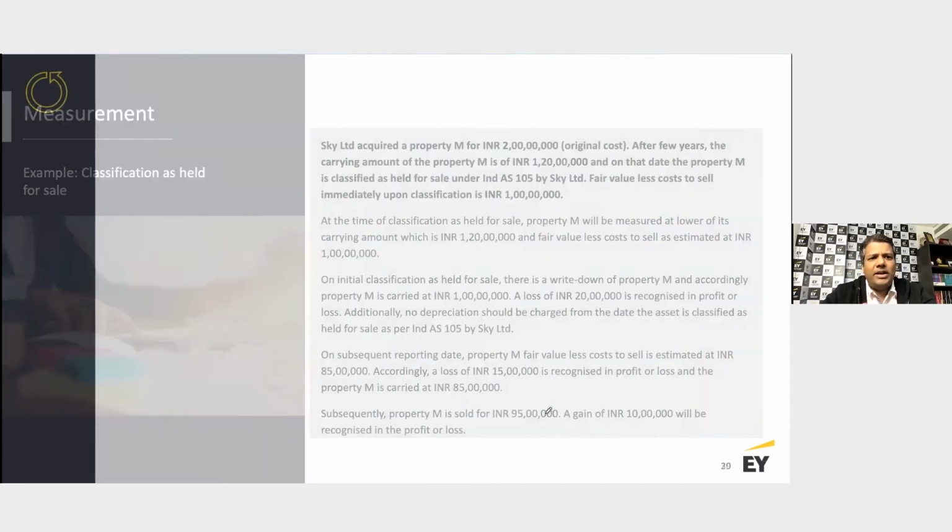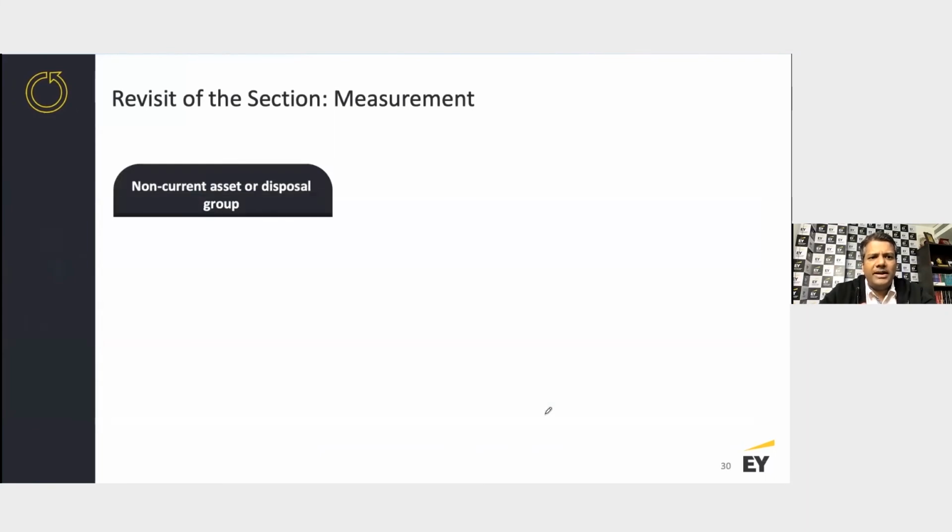So let's try and quickly recap what we've talked about. Non-current assets or disposal group. What are non-current assets? Let's say, what is a non-current asset? Something which is not a current asset.